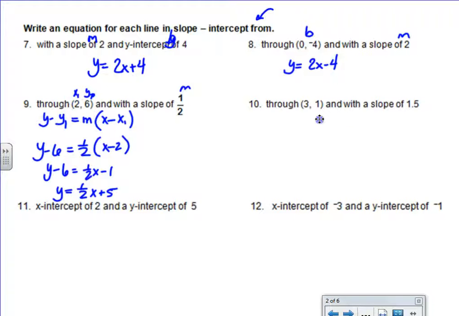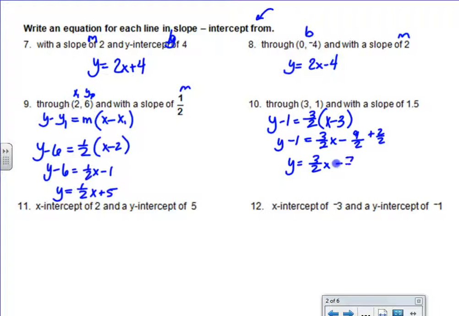Same idea here. 3 and 1 is the point, so y minus the y coordinate equals slope. I'm going to rewrite it as a fraction, because I deal with fractions better in my head, and then x minus the x coordinate. So distributing the 3/2, y minus 1 equals 3/2 x, and that'll be a minus 9/2. Now if I add 1 to both sides, adding 1 is like adding 2/2. So that would be 3/2 x minus 7/2.